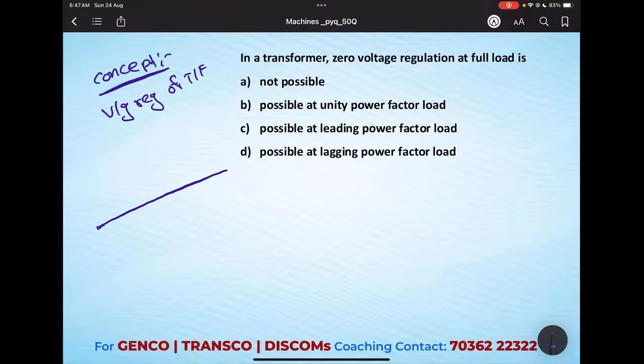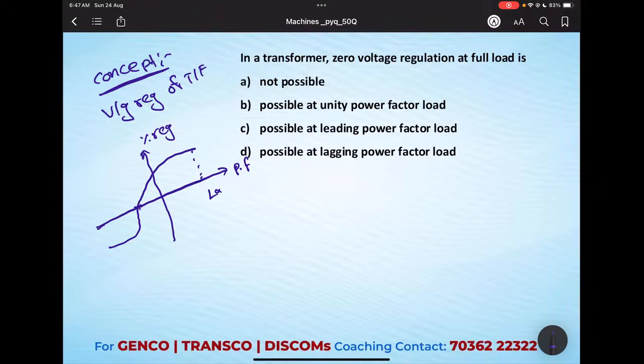Just note down the voltage regulation curve. Percentage regulation versus power factor. If you observe the voltage regulation curve, it will look like this.